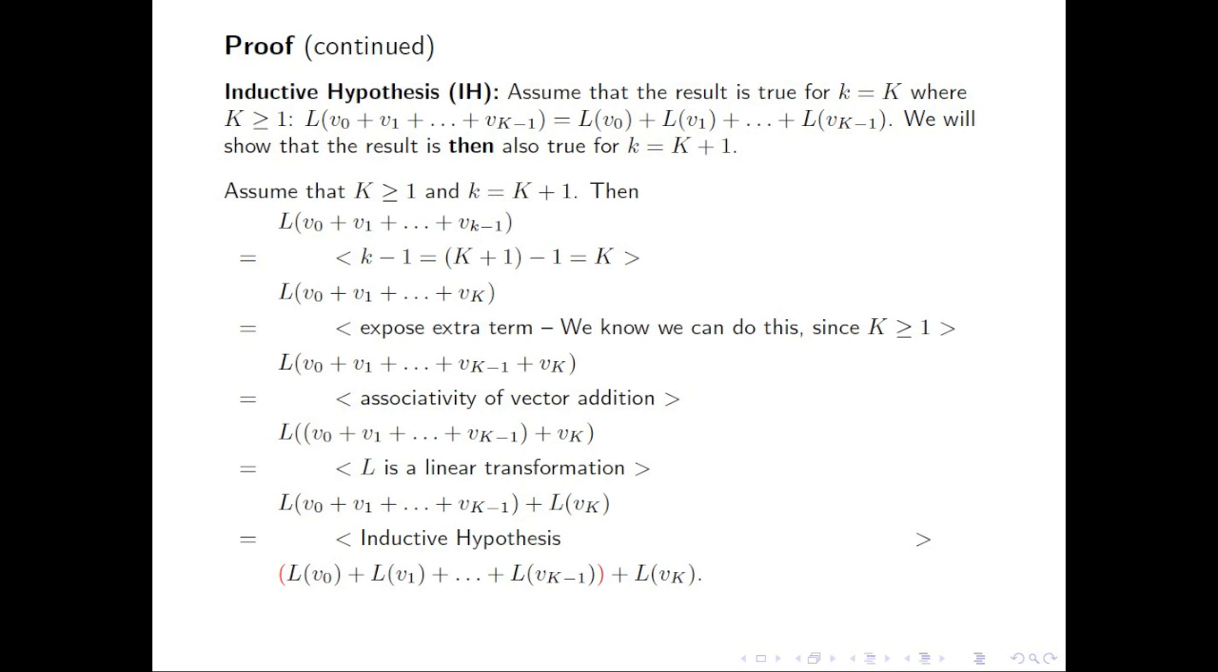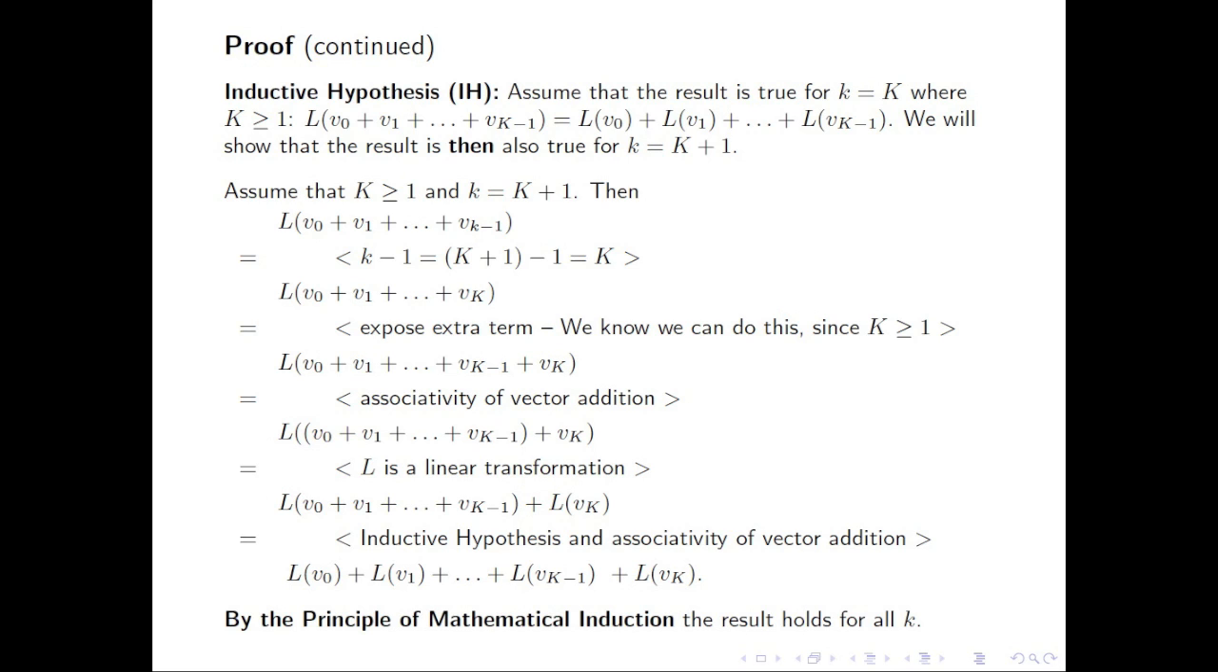And because of the inductive hypothesis, we now know that L of v0 plus v1 plus etc. through vk minus 1 is the same as L of v0 plus L of v1 etc. We assumed that. Now, we can also take the parentheses around that away because of associativity of vector addition, and therefore we end up with the desired result. And then we simply say that by the principle of mathematical induction, the result holds for all k.